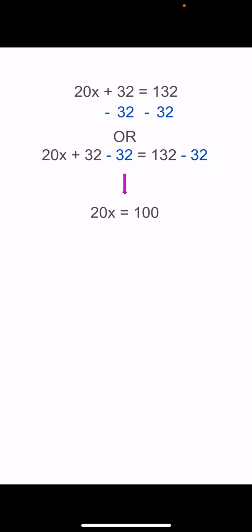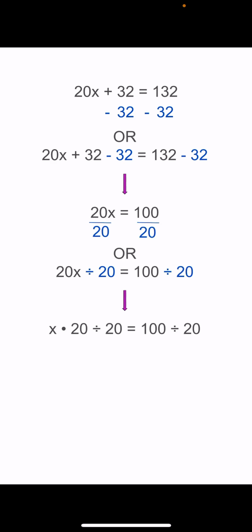Then 32 minus 32 is 0, so you don't have to write anything. And 132 minus 32 is 100. So you get 20x equals 100. Then all you have to do is divide by 20 on both sides, or write it like that. And then x times 20 divided by 20 equals 100 divided by 20. And then x times 1 equals 5. And x equals 5. And box that answer.